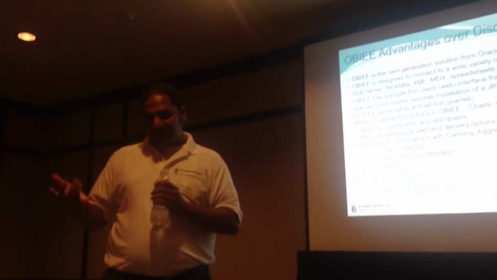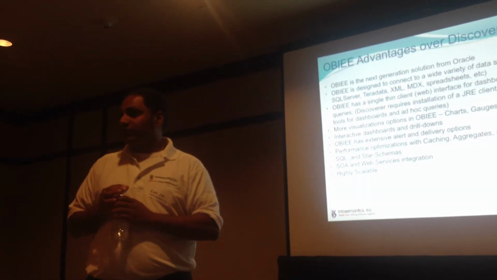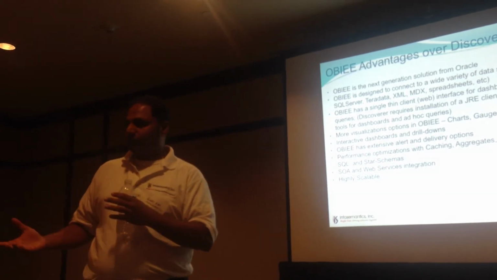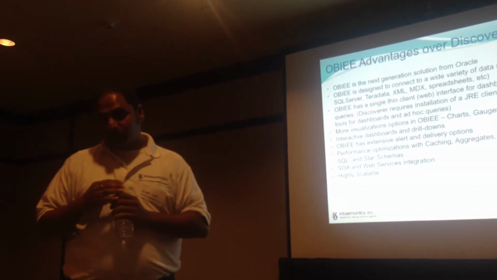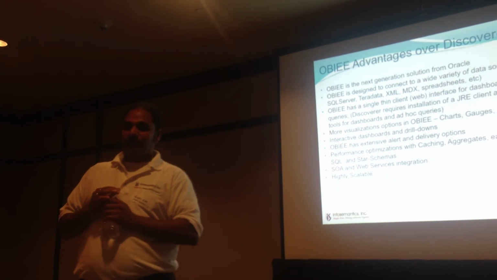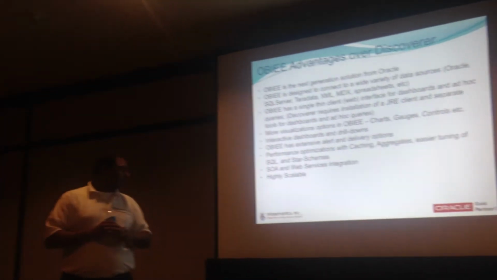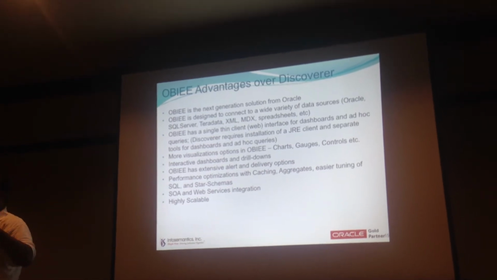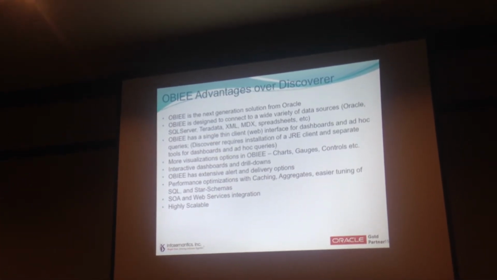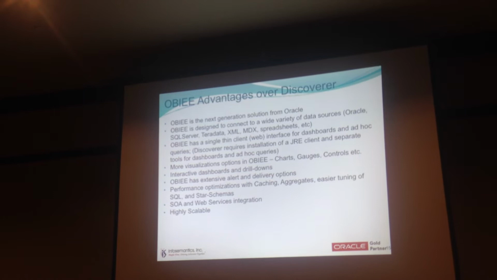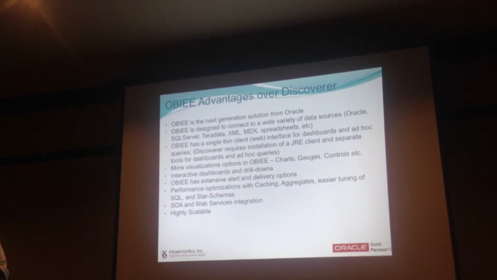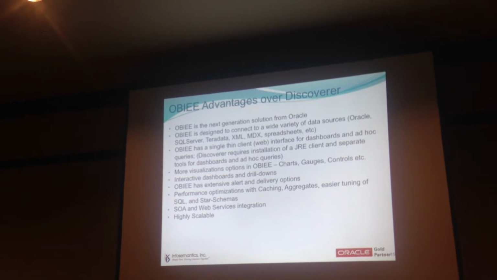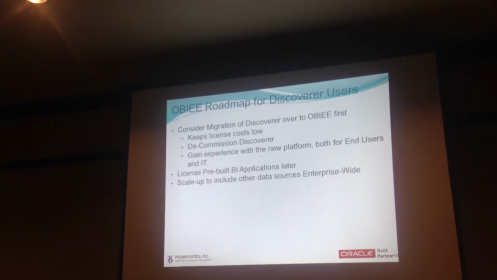So it actually has delivery options, whereas Discover did not have a delivery system. There are a lot of configuration steps you have to go through before you can do that, but in OBIEE it's already built in. And then performance optimization, right? You could optimize from the BI server perspective too. You could build your own views if you want to, and then bring them in. There are other features you can use also. It's definitely highly scalable, no doubt about that.